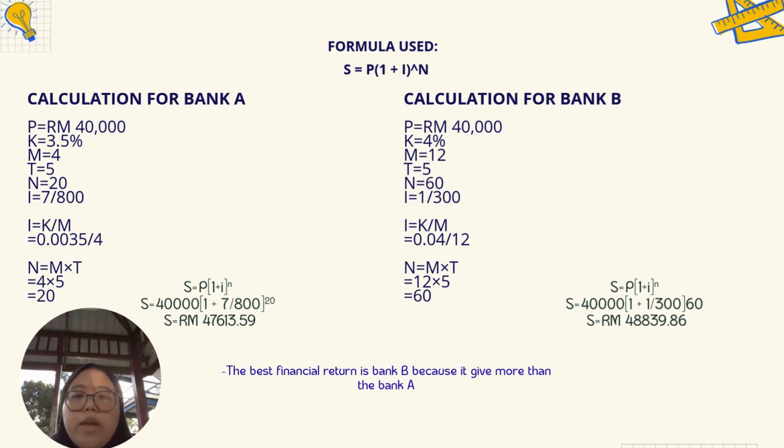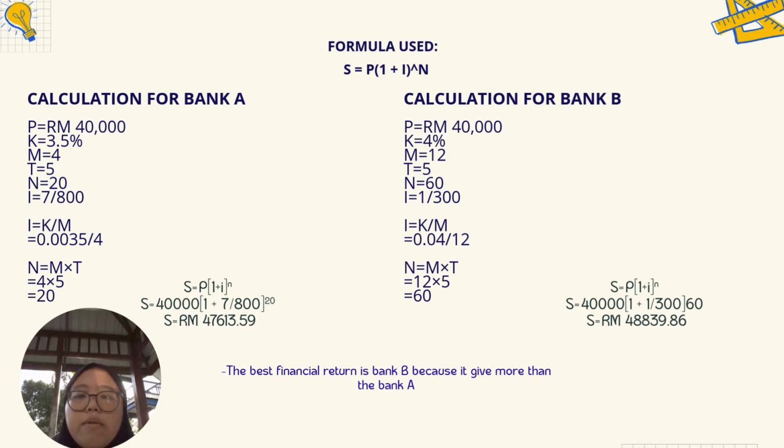So by using the formula S equals P(1 + i) to the power of n, insert the information that we get, which is 40,000 times (1 + 7/800) to the power of 20, and we will get S equals RM47,613.59. Next, we will do the calculation for bank B.